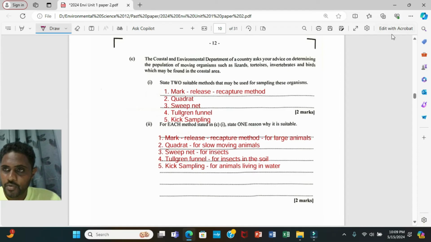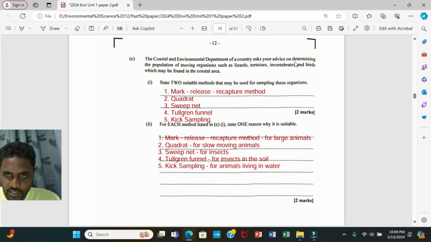All right, now let's move into the next part of the question. It says, the Coastal and Environmental Department of a country asks your advice on determining the population of moving animals such as lizards, turtles, invertebrates, and birds, which may be found in the coastal area. Number 1 says, state 2 suitable methods that may be used for sampling these organisms.